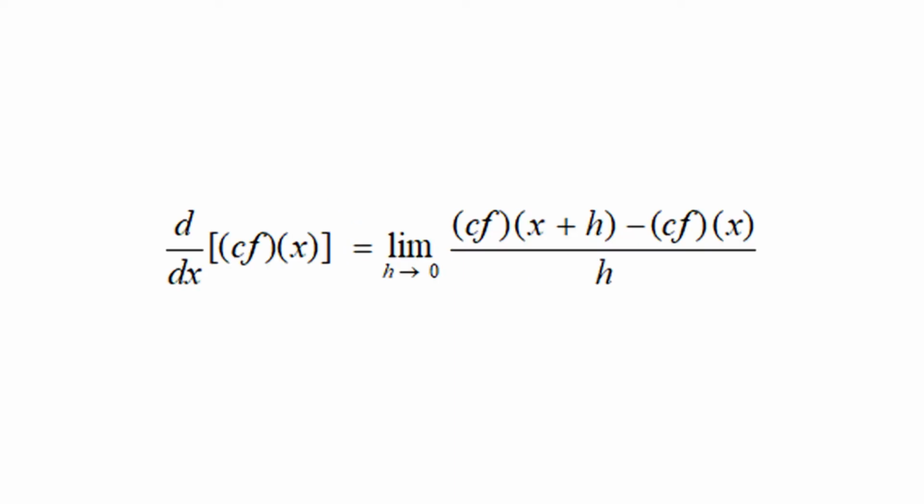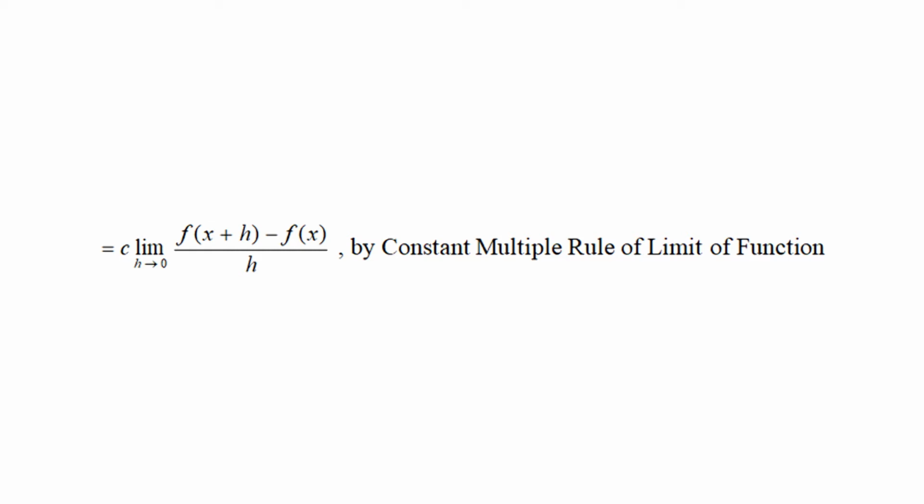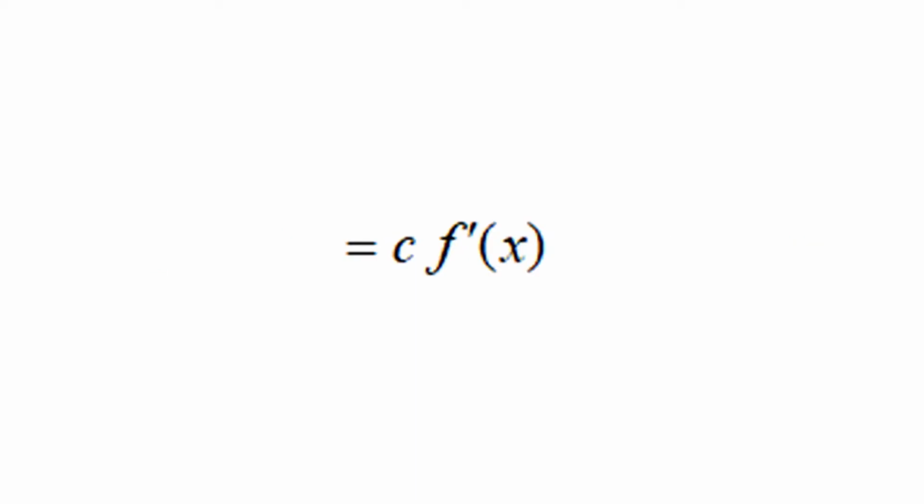d upon dx of cf of x equal to limit of cf of x plus h minus cf of x upon h as h approaches 0, using the definition of derivative with cf in place of f, which is equal to limit of c times f of x plus h minus c times f of x upon h as h approaches 0, which is equal to c times limit of f of x plus h minus f of x upon h as h approaches 0 by the constant multiple rule of limit of function, which is equal to c times f prime x.